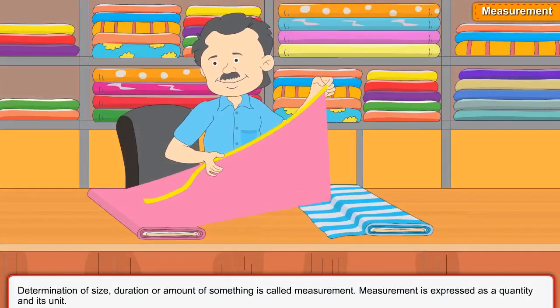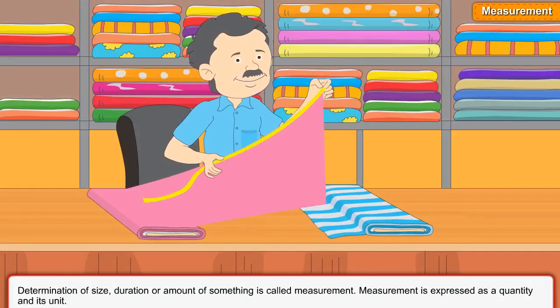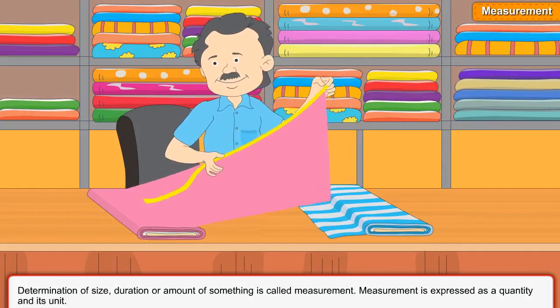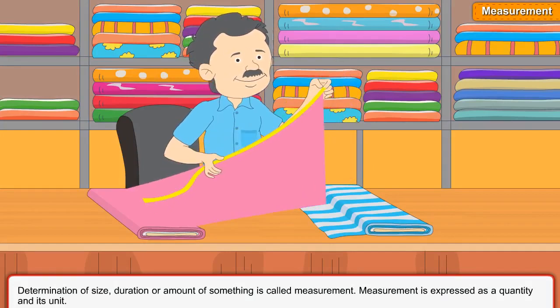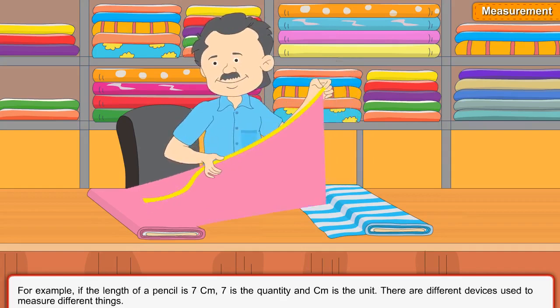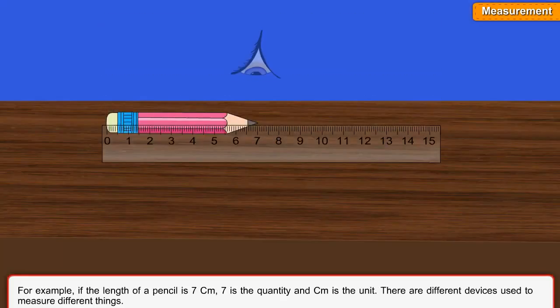Determination of size, duration, or amount of something is called measurement. Measurement is expressed as a quantity and its unit. For example, if the length of a pencil is 7 centimeter, 7 is the quantity and centimeter is the unit.